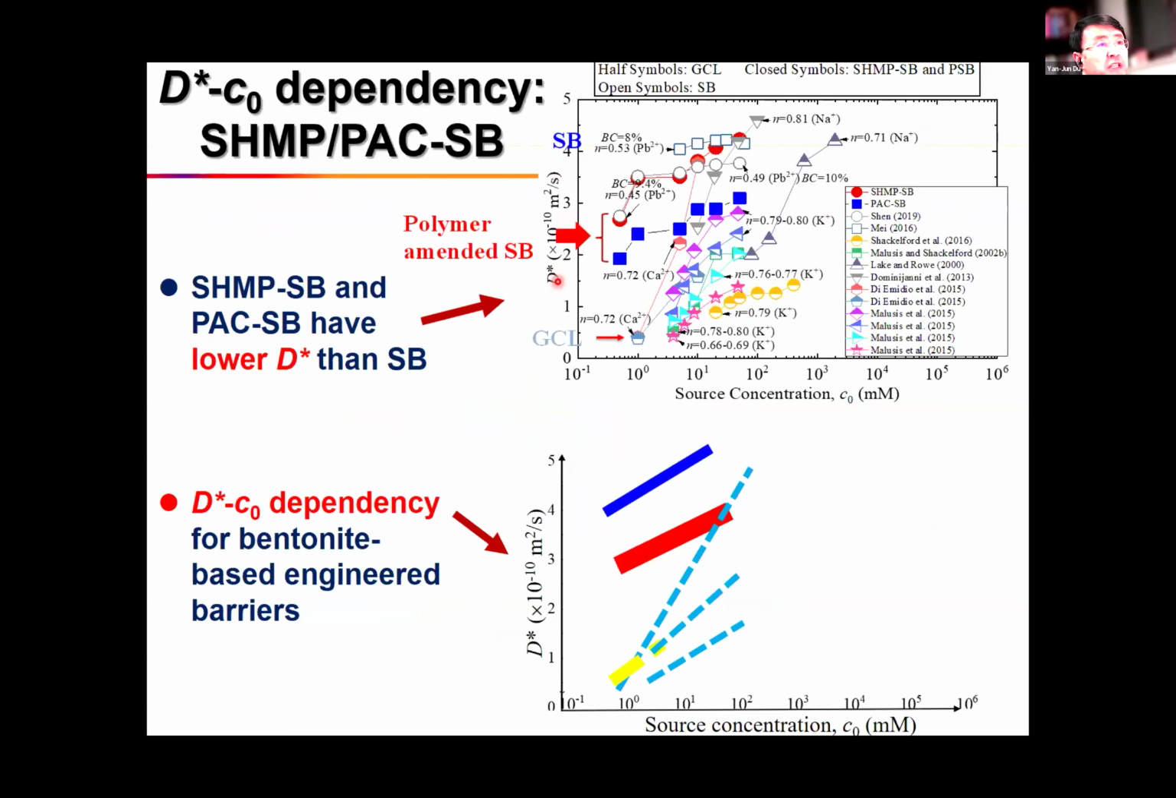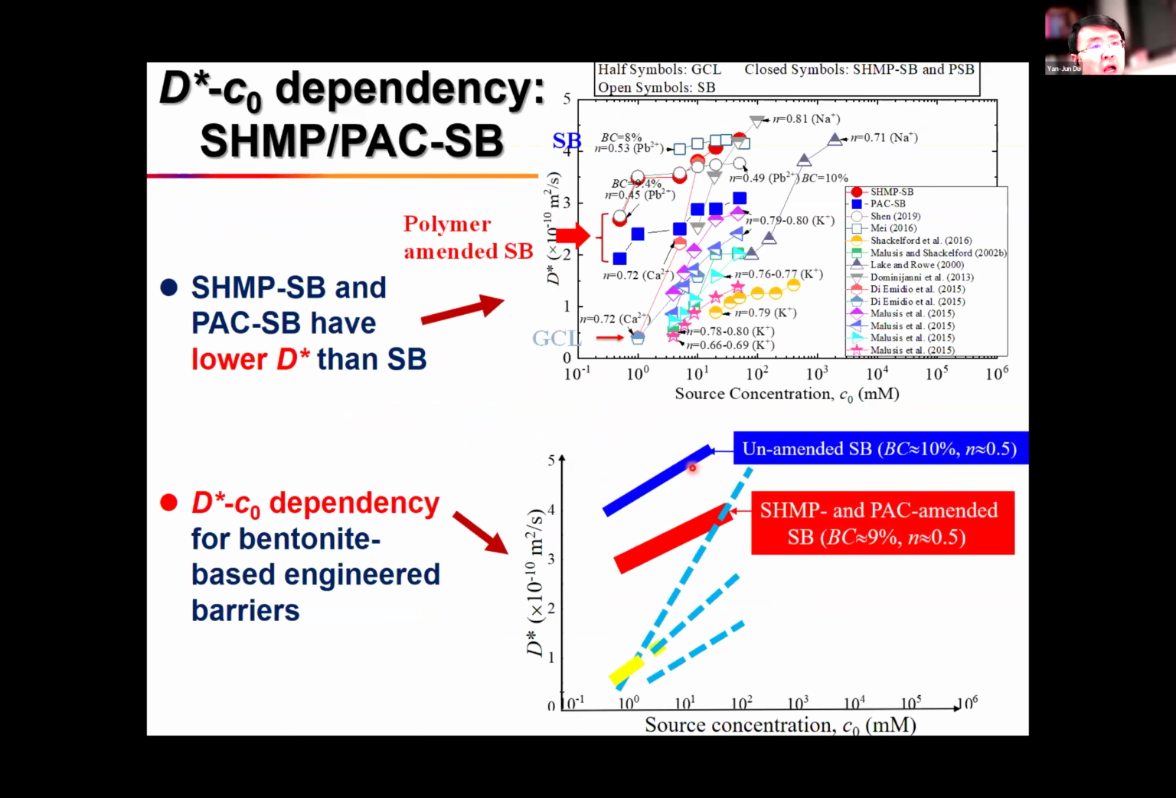For the D' value, we find that the unamended SB backfill has a relatively high D' value. However, for the SMP and PSC amended SB backfill, the D' value is lower than the unamended one.